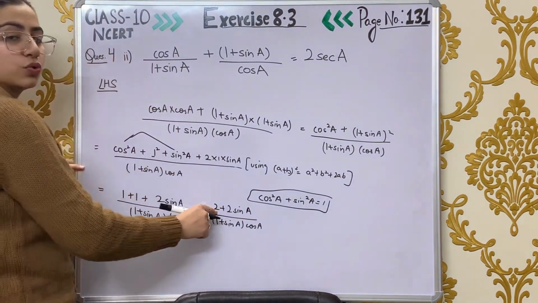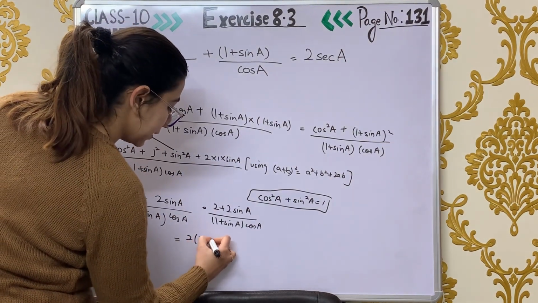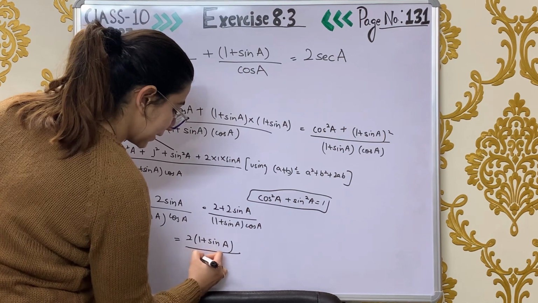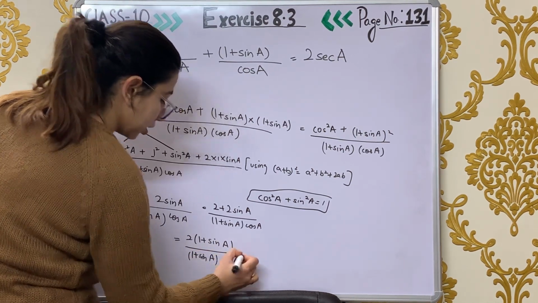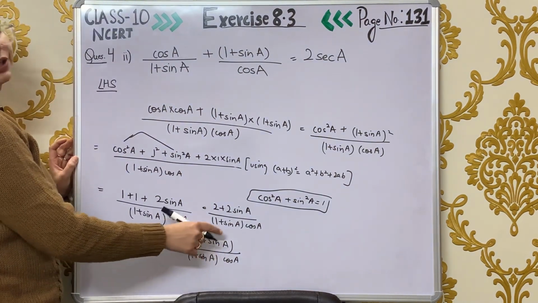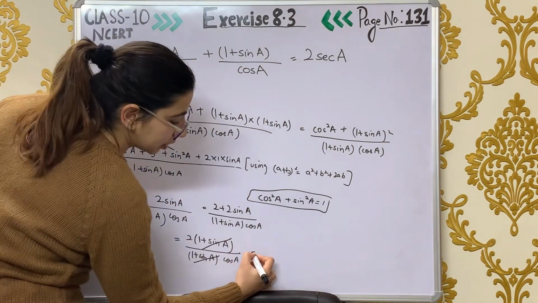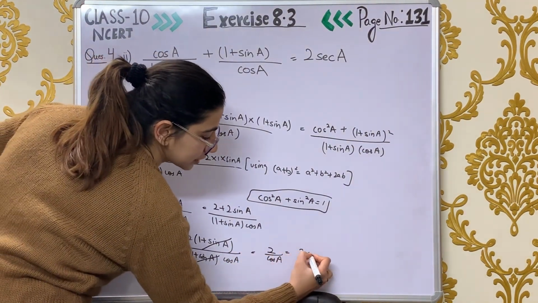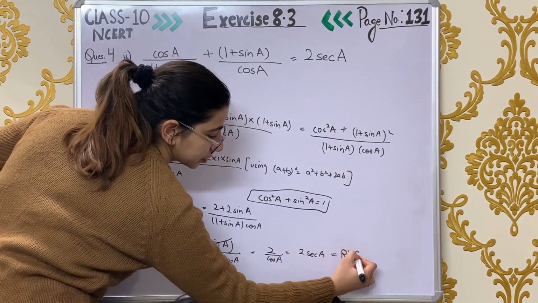Now I can take 2 common out of here. So what I will get is 2 into 1 plus sin a upon 1 plus sin a into cos a. Now we have 1 plus sin a common in numerator and denominator, so they both get cancelled with each other, and we get the answer as 2 by cos a, and 1 by cos a is equals to sec a. So 2 sec a is the answer, which is equals to RHS.